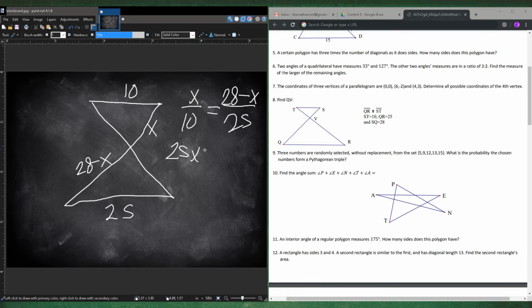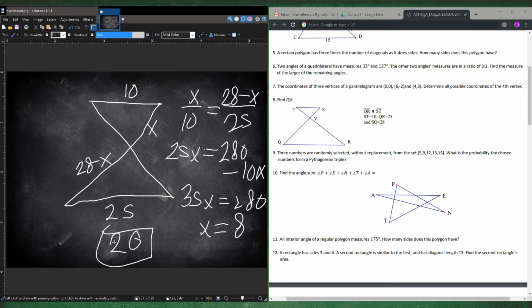Cross multiplying, we get 25x is equal to 280 minus 10x. So that's 35x is equal to 280. So x is equal to 8. So 28 minus 8 is 20. So the answer for number 8, for QV, is just 20.